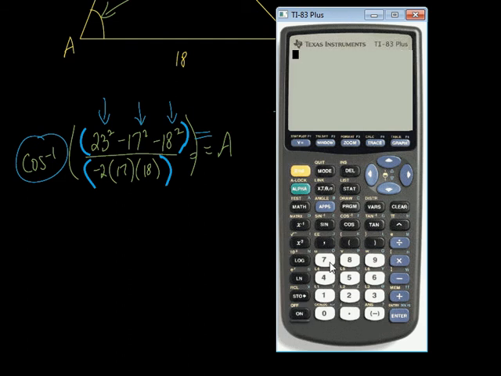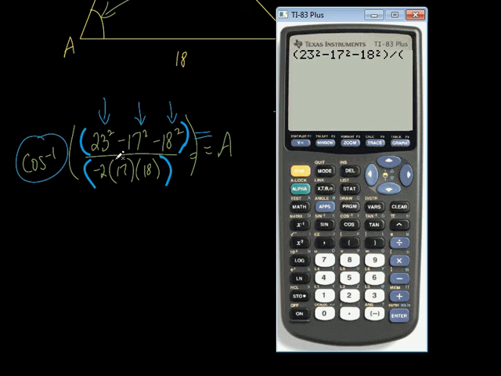Look, let's use this calculator and do it. 23 squared minus 17 squared minus 18 squared. Oh, you know what I forgot? Let's start again. I want a parenthesis on mine. See the big blue parentheses? On mine, I like to start off with a parenthesis right here. So let's do it again. So 23 squared minus 17 squared minus 18 squared. Close that parenthesis. Hit divide.